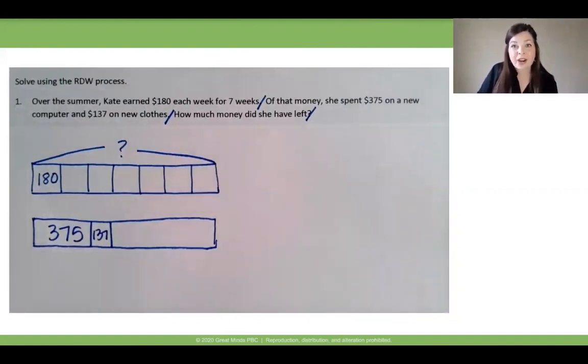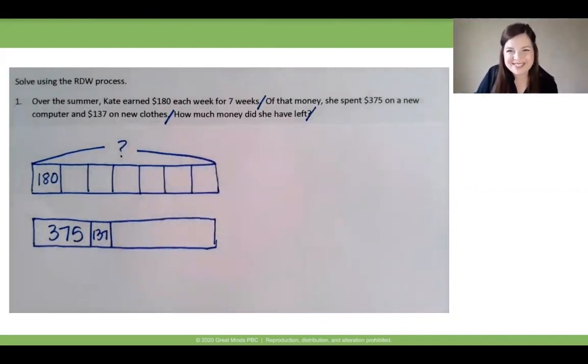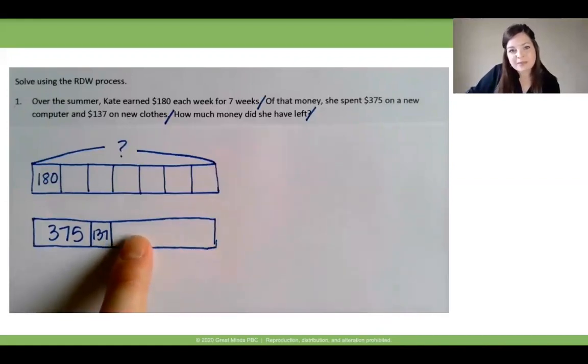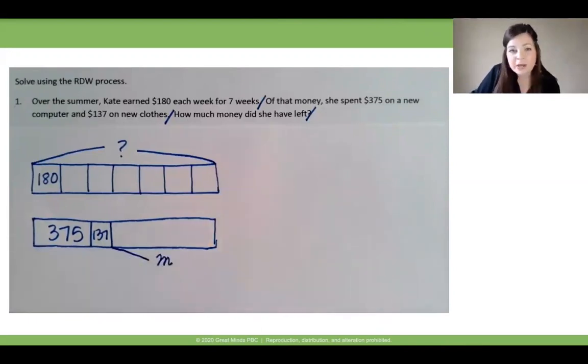Well, we can definitely add our unknown now to our tape diagram. Where in our tape diagram, what part of it represents the unknown that we're looking for? How much money she had left? Point to it. The unknown, how much money she had left, is represented right here. So let's label this part with a variable. I'm going to use the variable M to stand for money. And now we can see the part that we're looking for. Now let the tape diagram speak to you. What does it tell you about how you might solve?